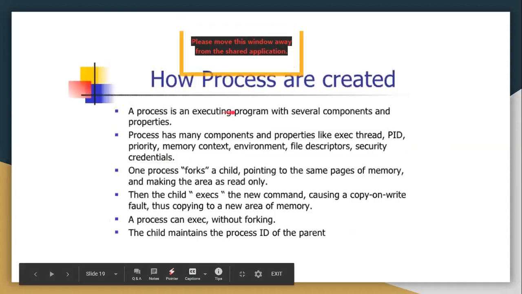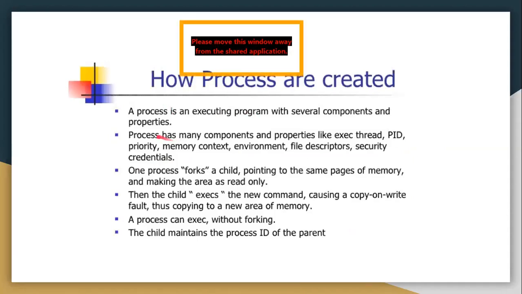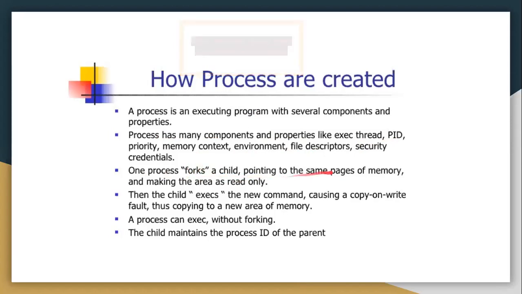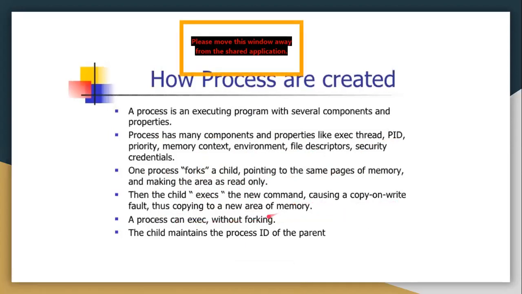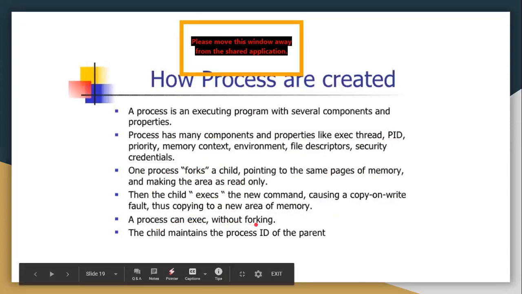Now, a process is an executing program with several components and properties. The process has various properties like PID, PPID (parent ID), file descriptors, and environment variables. One process can be divided into a child process by a system call, that function call is called fork. Fine. It points to the same pages of memory and marks the area as read-only. The system then executes the new command and copies the new area of memory. A process executes without forking, and the child maintains the process ID of the parent, that is your PPID.